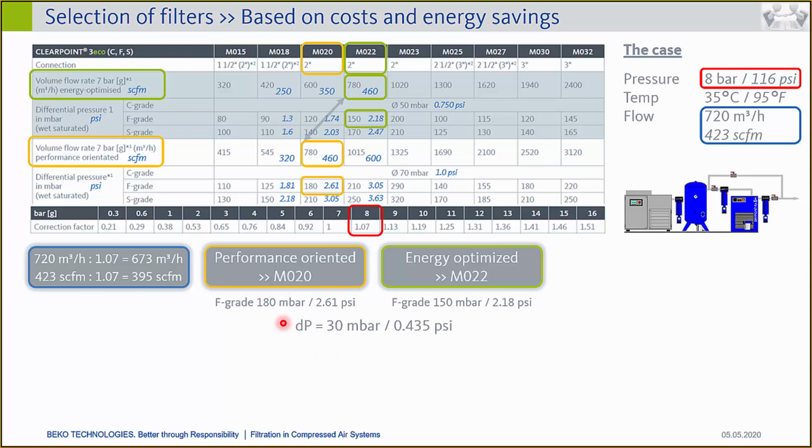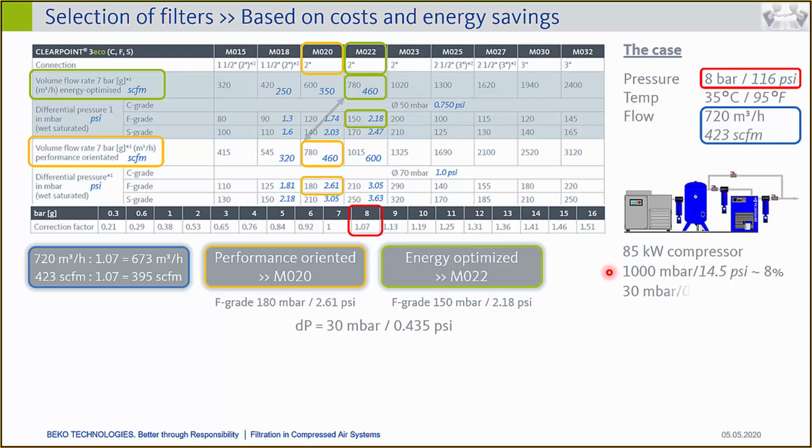But what does that mean in saving potential per year? For that calculation, we also need to have a look at the compressor itself, and we assume that at this flow rate we have an 85 kilowatt compressor. And we also know that on average, a 1 bar or 14.5 psi increase of pressure will result in an additional energy consumption of 8% for the compressor installation.